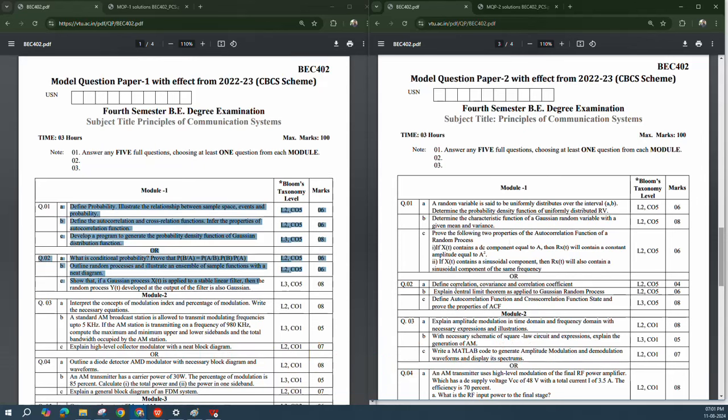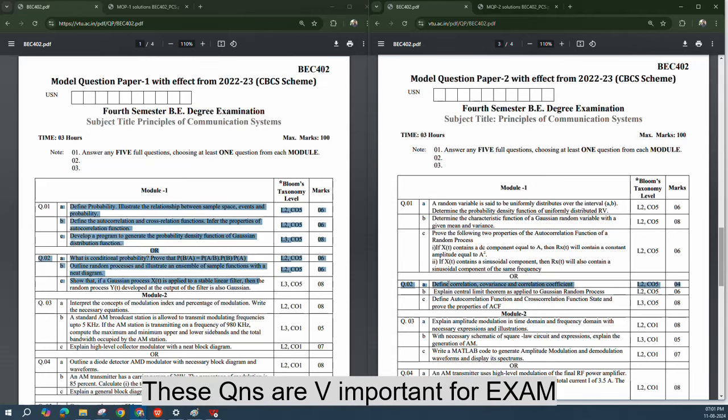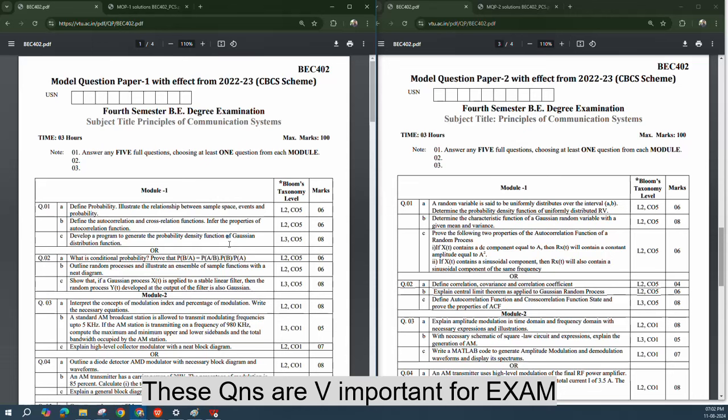This is question 1. Question 2, again define correlation, covariance and correlation coefficient. Explain the central limit theorem as applied to Gaussian random process. Define autocorrelation function and cross correlation function. State and prove the properties of ACF. So the question repeated here: autocorrelation and cross correlation function. Here also they have asked to explain the autocorrelation and cross correlation functions. That's why I said this is a very important question you can easily expect in examination.